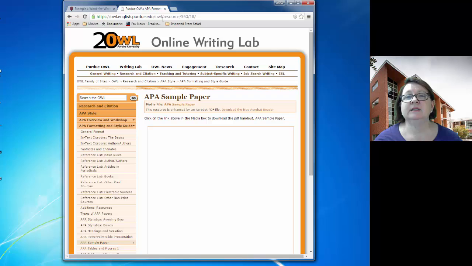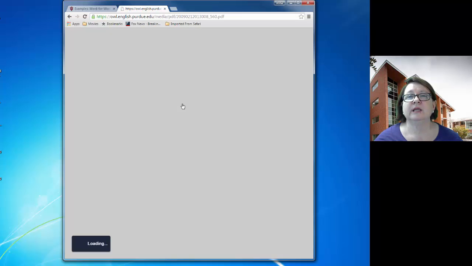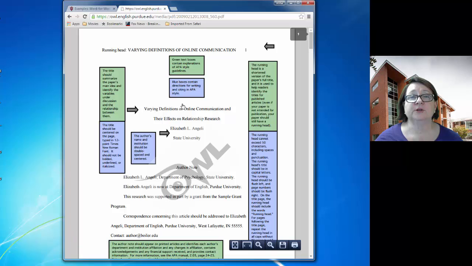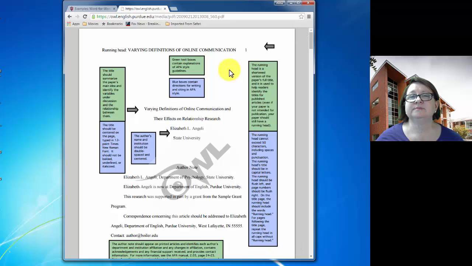Okay, so in the OWL online writing lab, I'm going to show you something that is always available to you, and you'll be able to get access to this anytime you need it. It's a really valuable resource for you. Okay, and in it is a sample paper, and they break down the paper and they talk about each part of it. You're going to see that the very front of the paper is the running head. You only need the words running head, these words right here, on the first page.